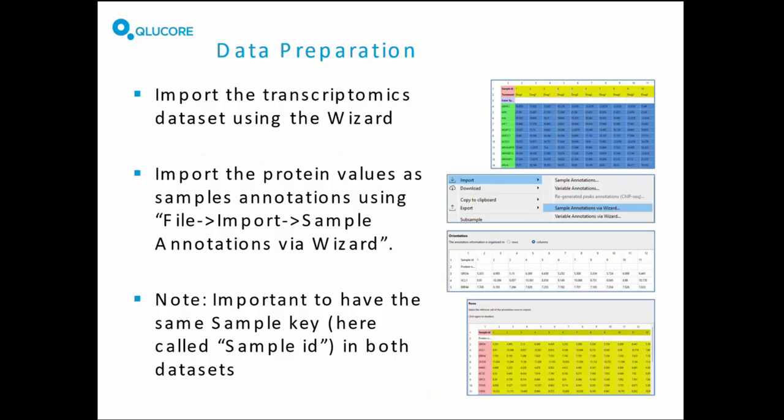So for data preparation, we will first import using the ordinary wizard, and after that we will add the protein values using import sample annotations via wizard. It's under File, Import, and then Sample annotations via wizard. It's, as before, important to have the same sample key, in this case the sample identifier, in both datasets, so we get matches there: the same protein values for sample 1 correspond to the gene values also for sample 1.